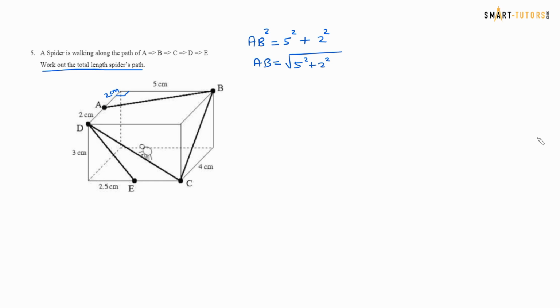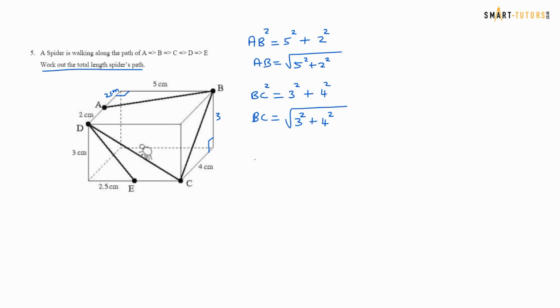Now the next one is BC. So BC squared equals, the height is 3 here, so 3 squared plus 4 squared. Why? This is a right angle triangle. So BC is the hypotenuse, and 3 and 4 are the other sides. So BC equals square root of 3 squared plus 4 squared.